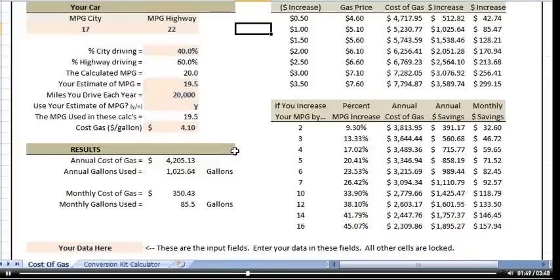So that's a little bit about the first sheet. You can see that the fields that are shown here in pink with the dark blue are the numbers that you can enter. The rest of the spreadsheet is calculated based on the values that you enter here.